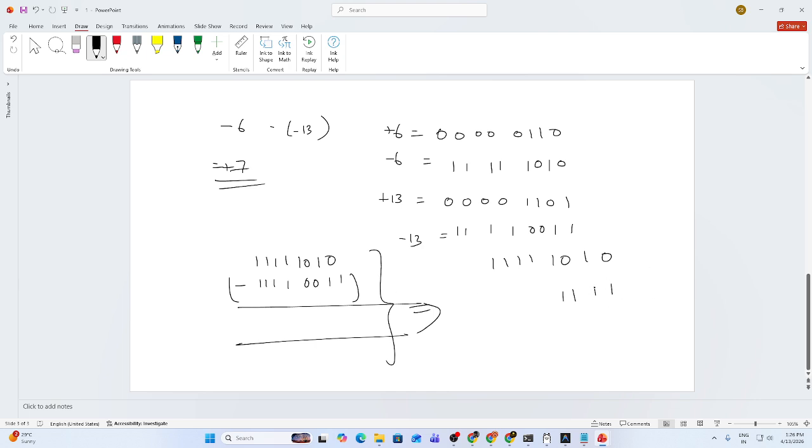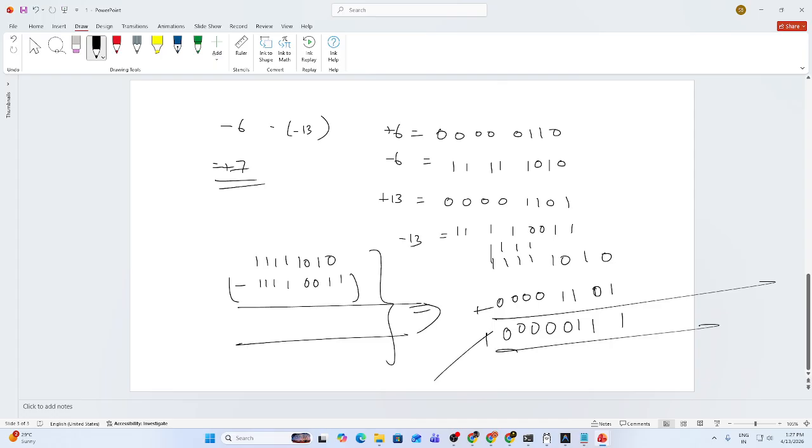You can write first this, 0 0 0 0 1 1 0 1. Then you can perform addition, 1 1 1 1 1 0 1 0 plus 0 0 0 0 1 1 0 1, and you get 0 0 0 0 0 1 1 1, and the carry, you can ignore that.